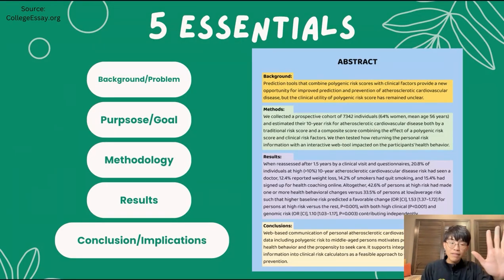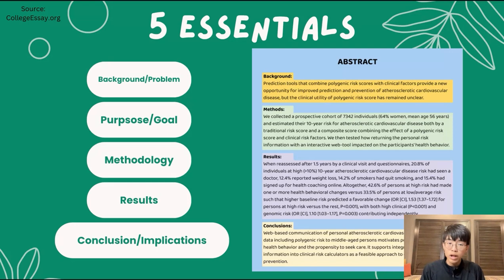Now, here are the essential parts of any good abstract. You need to have a background and problem, purpose and goal, methodology, results, conclusion, and implications. And you don't have to structure all of those into neat little sections. Like on the example on the right-hand side, they only have 4 sections technically, but the purpose and the goal is kind of smushed in the background part as well.